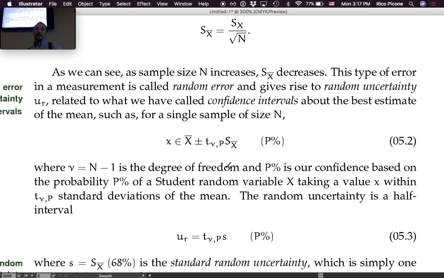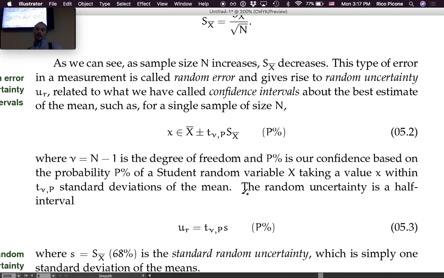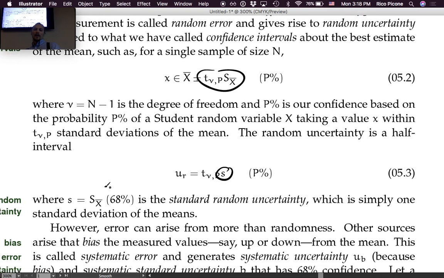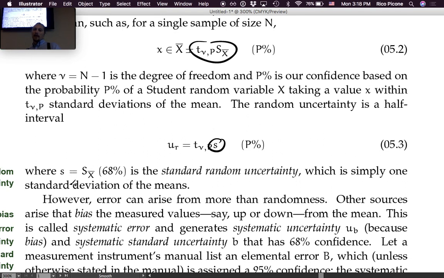The random uncertainty is a half interval. So you take essentially the plus or the minus of this. So t_(nu,p), and then we actually put s here instead of s_x bar. We're going to redefine this to be a really common thing to use, lowercase s, which has a 68% confidence in terms of t. It's a standard random uncertainty, which is simply one standard deviation of the means.